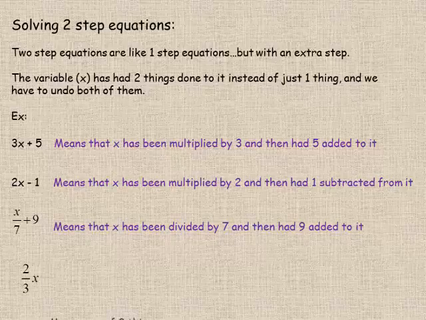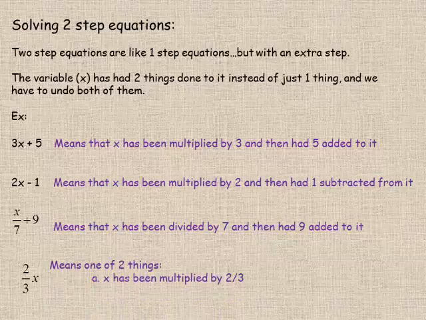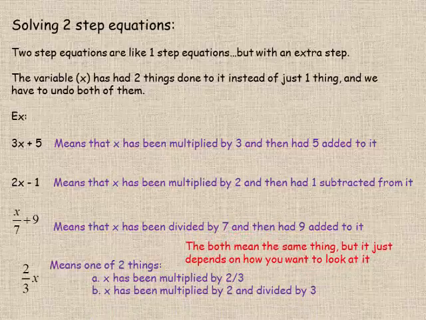And 2/3 x means one of 2 things. Either x was multiplied by 2/3, or x was multiplied by 2 and divided by 3. And they both mean the same thing, but it depends on how you want to look at it, because you solve them a little differently depending on how you see it.